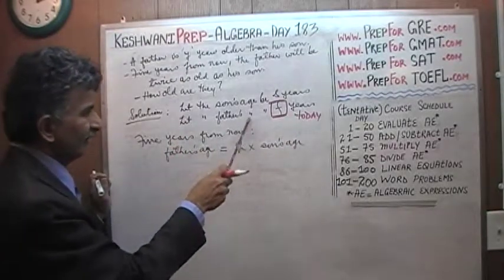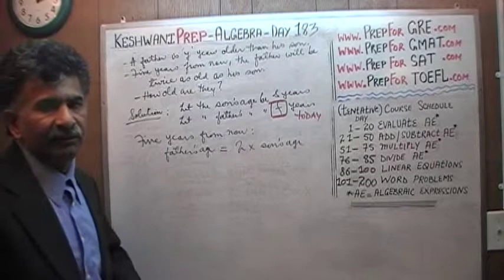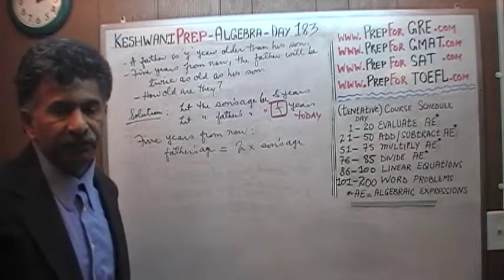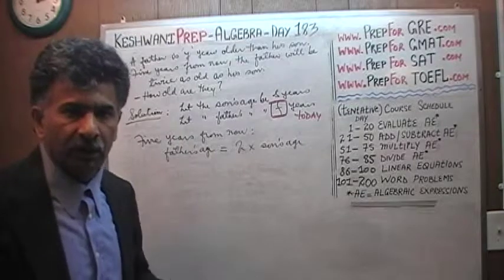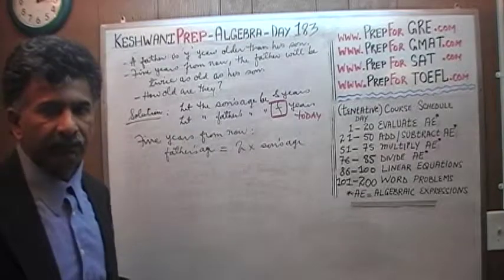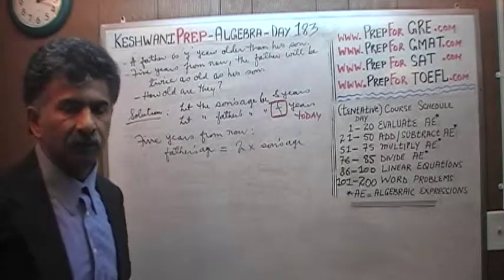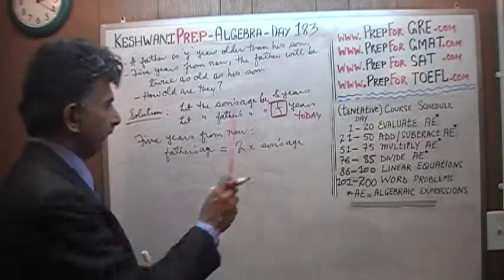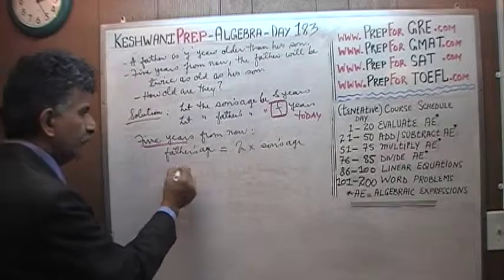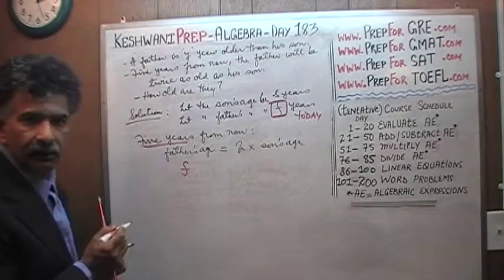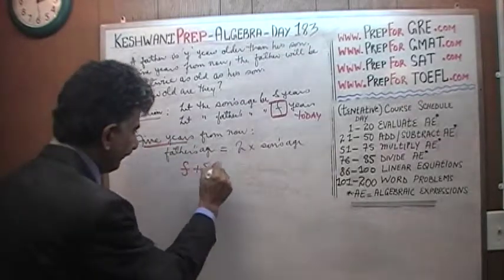It says, let father's age be F years. Let father's age be F years when? Since nothing is said, it is assumed that it is today, right now, currently, present. The father is assumed to be F years old at present, today. Therefore, in 5 years' time, whatever his age is today is going to be 5 more than that.